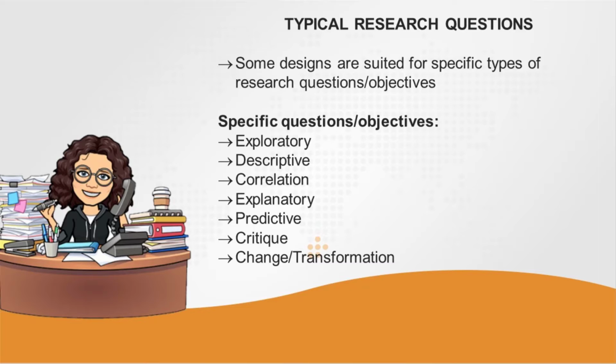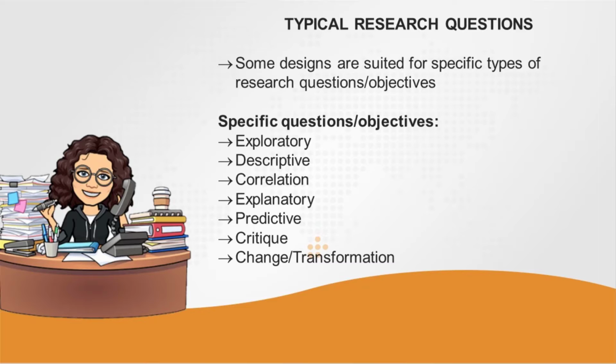Correlation research is about establishing relationships between variables. Explanatory research is linked to correlation research, but explanatory studies look for the reasons for those relationships between variables. So the question why this relationship exists is an explanatory question.